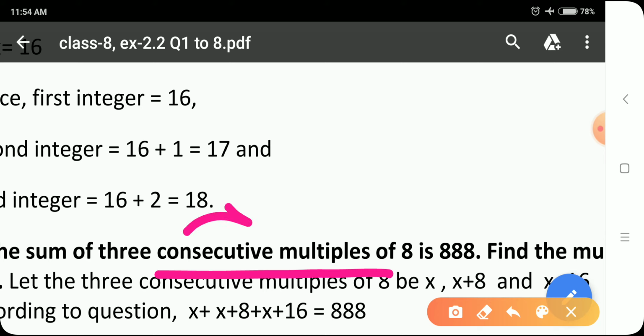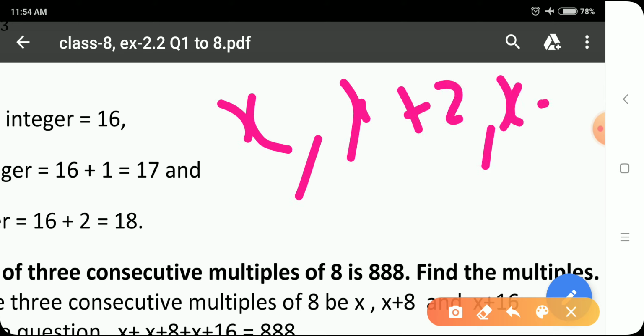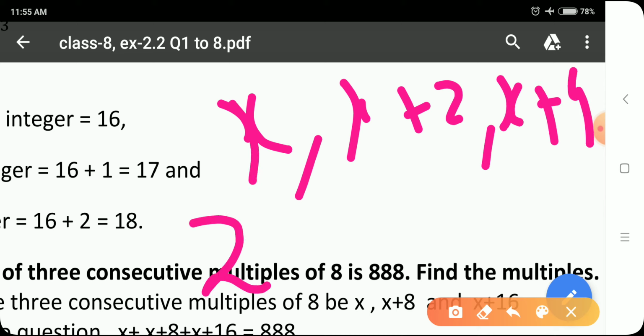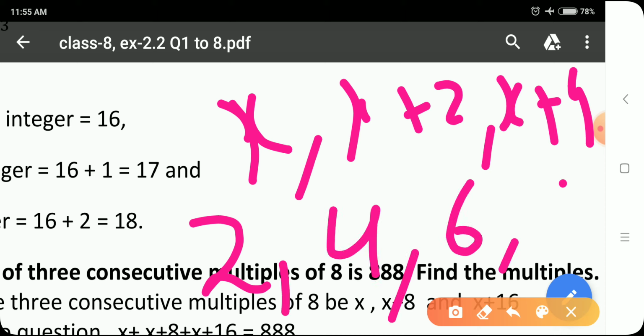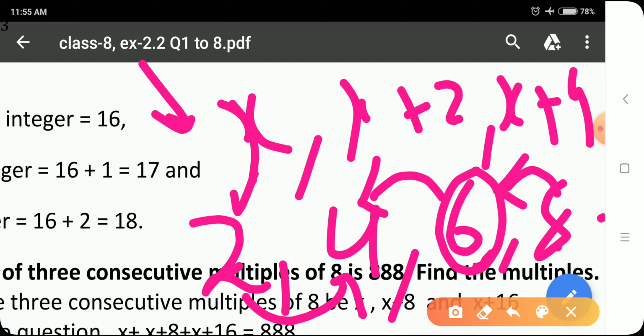So since consecutive terms are used, you will take the three multiples as x, x plus 8 and x plus 16. If I ask for consecutive multiples of 2, what will you write? x, x plus 2 and x plus 4, because you know the consecutive multiples of 2 are 2, 4, 6, 8, and so on. If you put x, the next number comes when you add 2 to the previous number.